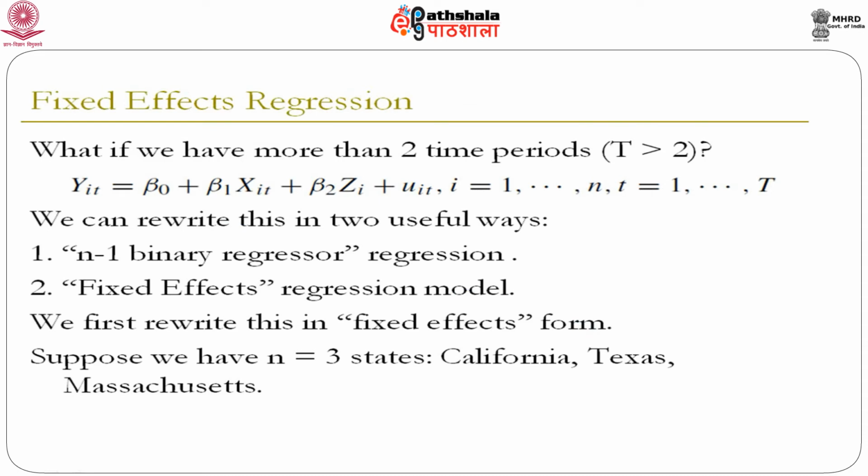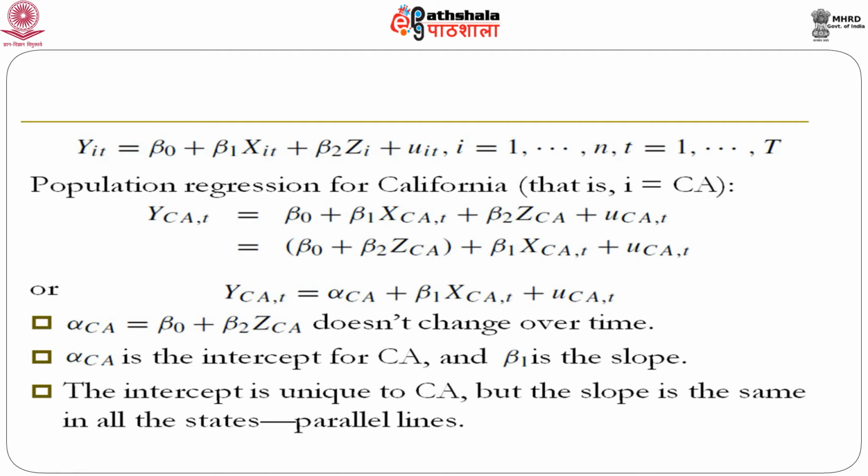Till now we have considered 2 periods, and what if you have more than 2 periods, T greater than 2? Now we can rewrite the equation in two useful ways, in a binary regression and a fixed effect regression. We first rewrite it in fixed effect form. Suppose you have n equal to 3 states, California, Texas and Massachusetts, and for each of these states you have observations running from small t equal to 1 to capital T.